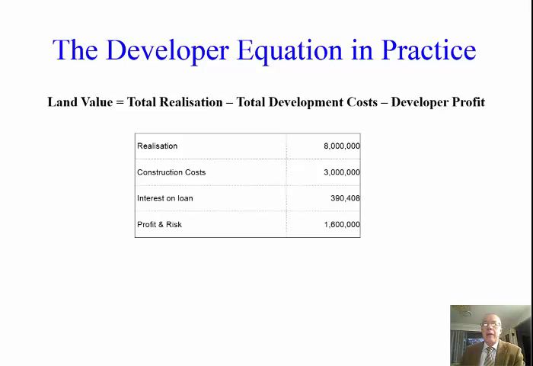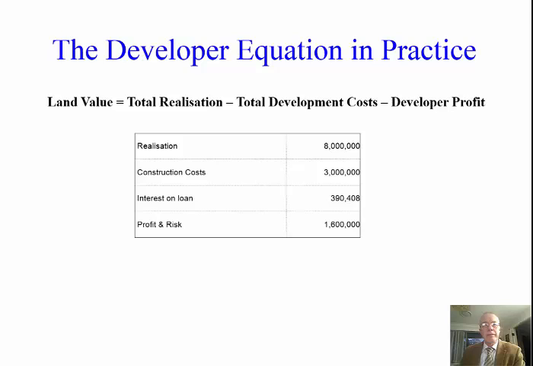Let's look at the application now. What we're saying is that if we're looking at a development and we have got some numbers nailed down for us, maybe an assistant or someone else has come along and done some calculations, and they present us with a development that's likely to have a realisation, that's the total revenue from the sales of the developed space, of $8 million. And to get that, we've got to spend something like $3 million for construction costs, and we're going to have interest costs of about $390,000, and we're going to allow, let's say, $1.6 million in profit and risk.